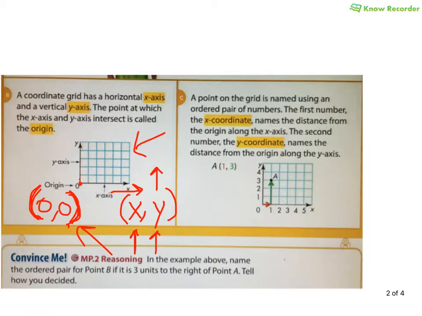If you look over here, they gave you the point 1, 3. So first we use the x-axis, which is 1. So we're going to go 1 to the right. 3 is the y-axis. We go 3 up. We place the point. We write the letter A to symbolize what it was.